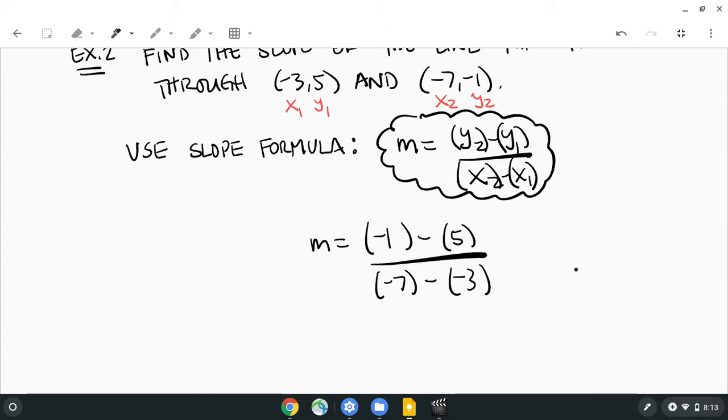All right, so we see here the double negative down below in the denominator. Double negative becomes positive. Okay, so I'm going to go ahead and fix that there.